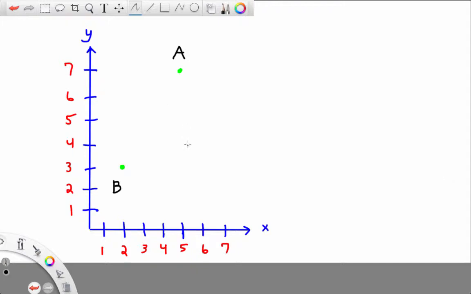Let's say you had to find the distance between 2 points, but you didn't know the distance formula. Well, how could you go about finding the distance? Well, let's do an example in the first quadrant of the XY plane.